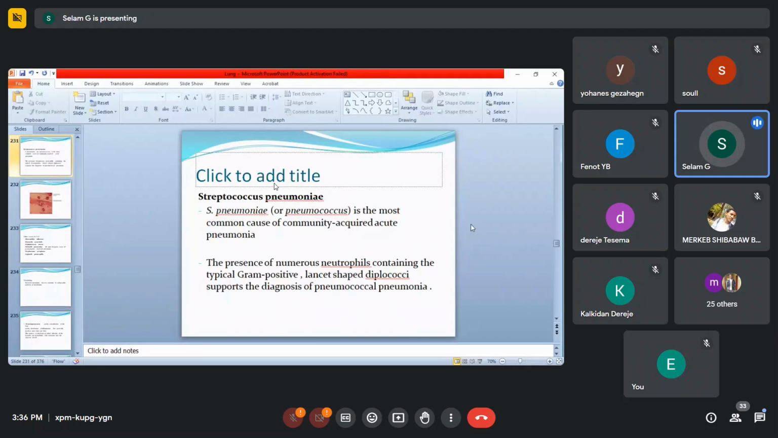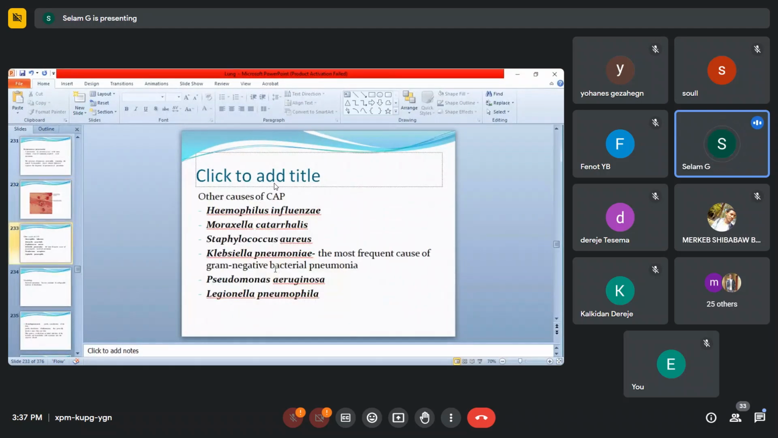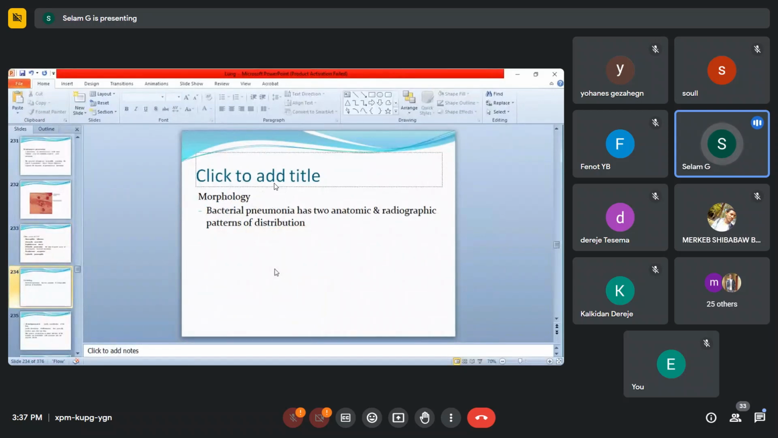So the agents believed to cause this community-acquired pneumonia. One is Streptococcus pneumoniae. So S. pneumoniae is the most common cause of community-acquired pneumonia, and the presence of numerous neutrophils containing the typical gram-positive lancet-shaped diplococci supports the diagnosis of pneumococcal pneumonia. So you see this gram-positive diplococcus. Other causes of community-acquired pneumonia: Haemophilus influenzae, Moraxella, Staph, Klebsiella, which is the most frequent cause of gram-negative bacterial pneumonia, Pseudomonas, Legionella pneumophila, all could cause community-acquired pneumonia.